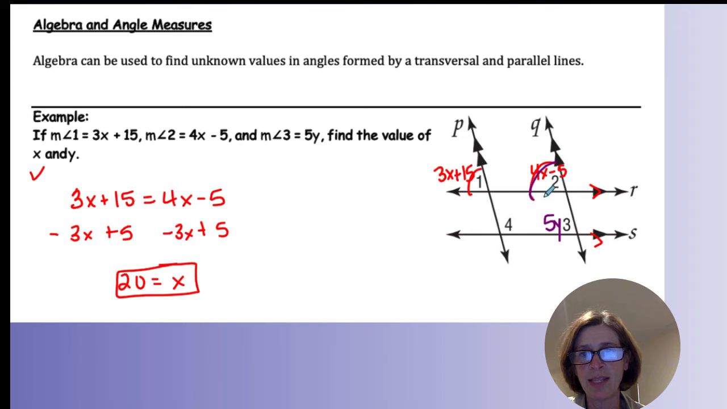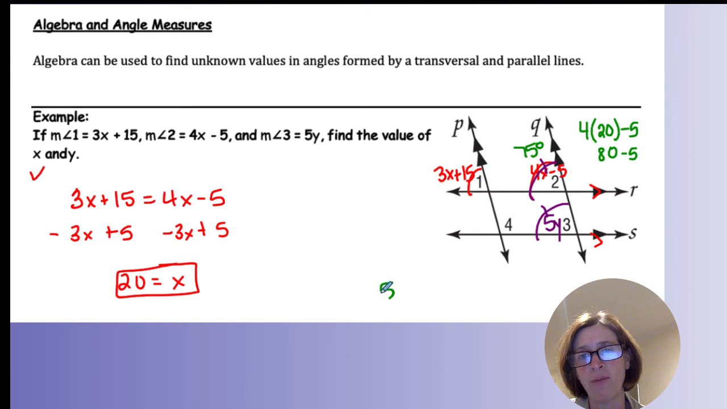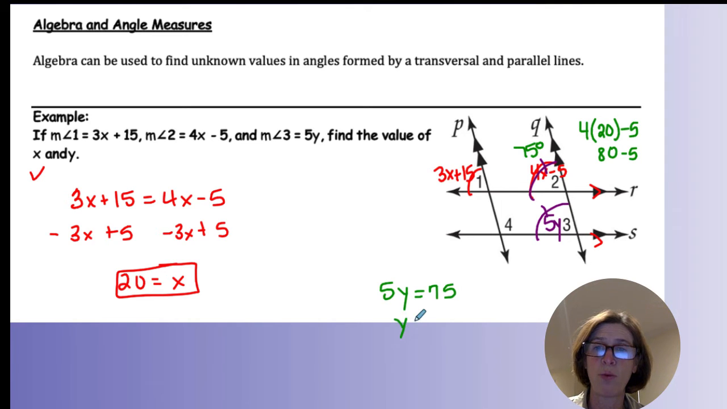And I know that these two angles are also congruent. So what would be helpful at this point is if I knew what angle 2 was. Well, I do, don't I? If I plug the 20 that I just got in for x, I get 80 minus 5, which is 75 degrees. So that tells me now that 5y has to equal 75. So then y equals, let's see, 15.